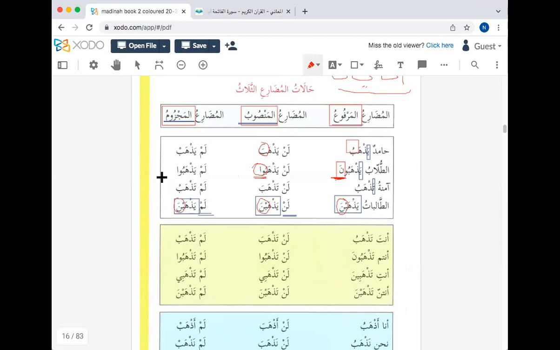Interestingly, when you look at majzoom, the sign of majzoom in al-af'al al-khamsa, the five specific verbs, is also hadfun nun. There's no noon there. So it's the same sign for mansoob and majzoom, where the noon is being removed. So how do we know which one is mansoob and which one is majzoom? Anyone? When they both have the same sign.